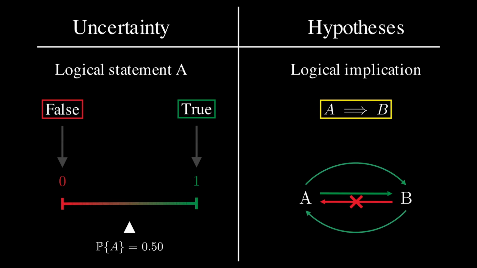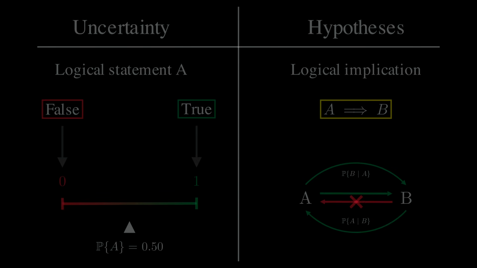It allows us to reason in both directions using conditional probabilities. If we know that A is true, we can consider the conditional probability of B given A, and if we know that B is true, we can simply consider the conditional probability of A given B.